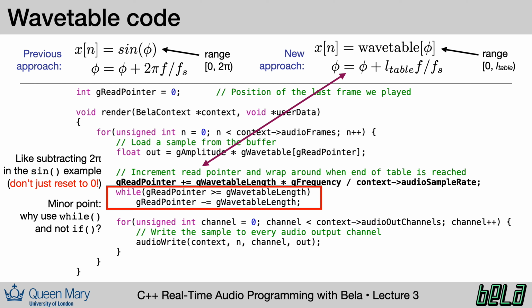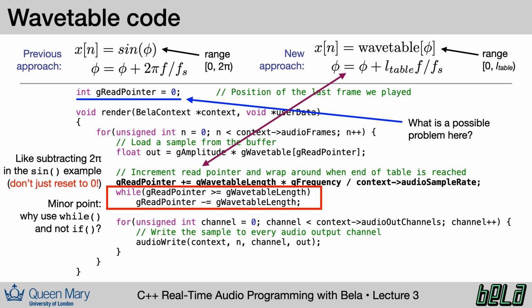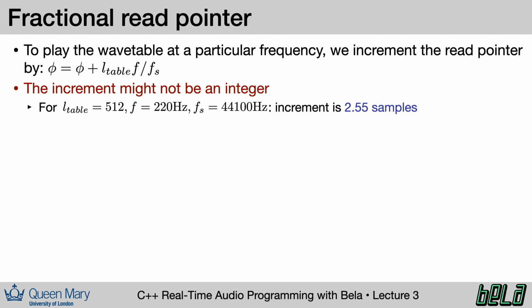Now there is one problem remaining with this code, and it's right here. Can you see what it might be? Well, gReadPointer is declared as an int. An int is a type of variable that holds whole numbers and not fractions. So the problem that we might have is that to play at a particular frequency, the increment that we need each time might not be an integer. In this particular example, we have a table that's 512 samples long, and we wanted to play a frequency of 220 Hz at a sample rate of 44.1 kHz, and that works out to an increment of 2.55 samples each time through the for loop.